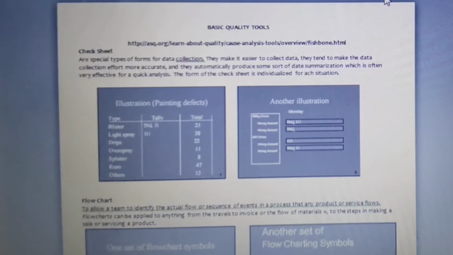Okay, so there are different defects in the painting process: blistering, light spray, drips, overspray, splatter runs, and others. So these are the defects. Using the check sheet, you can identify how many items have defects in blisters, how many items have defects in spray, drips, overspray, or splatter runs, and others. And then it will be summarized later after the tallying is done. So it is an example of a check sheet.